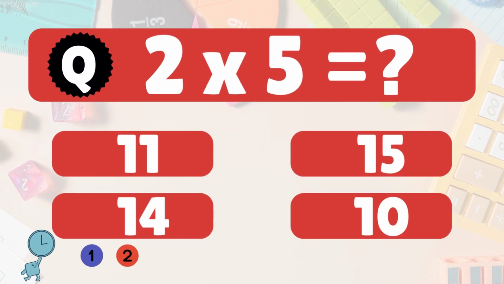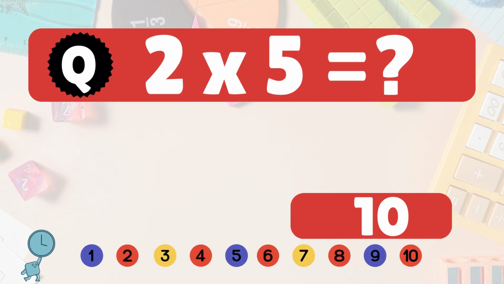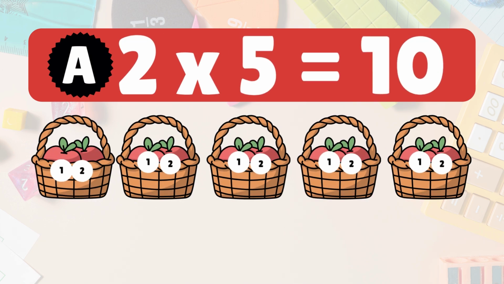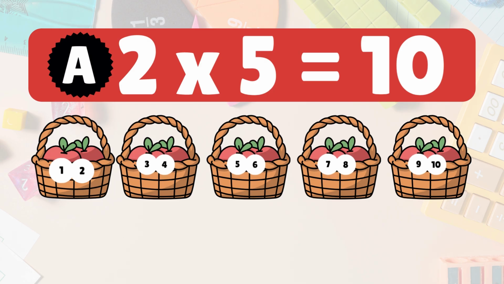Next, 2 times 5 is what? Two times 5 is 10. Here we have 5 groups of 2 apples each. Let's count them all. 1, 2, 3, 4, 5, 6, 7, 8, 9, 10. So, 2 times 5 is 10 apples.